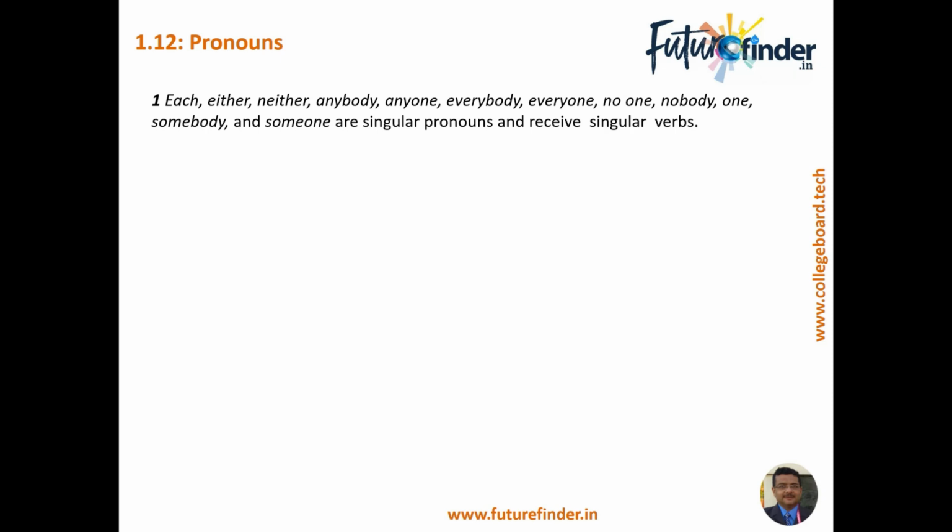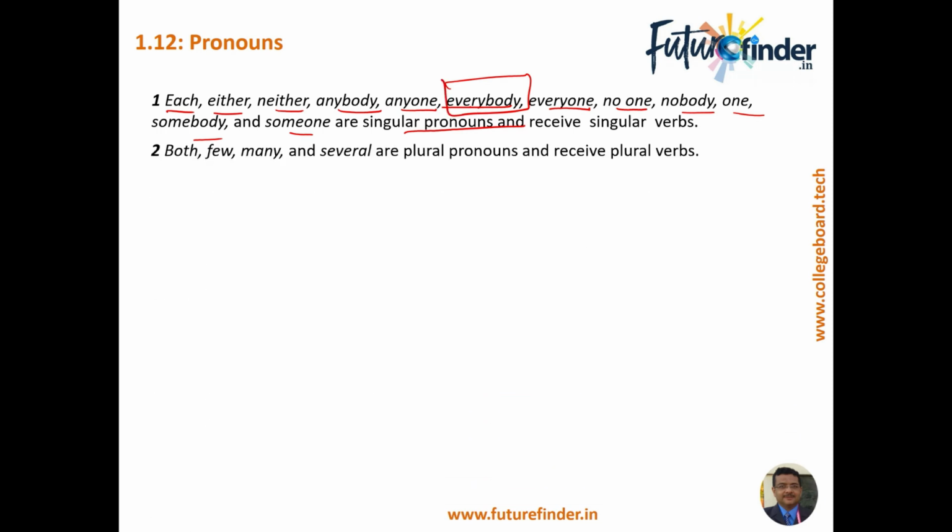This is an important aspect of pronouns which we have to understand: each, either, neither, anybody, anyone, everybody, everyone, no one, nobody, one, somebody, someone are all singular pronouns and they receive singular verbs. Each one of us is liable, not are liable, right? Everybody is liable, not are liable, though everybody you can understand is collective, right? Okay. Both, few, many, and several are plural pronouns and they receive plural verbs.